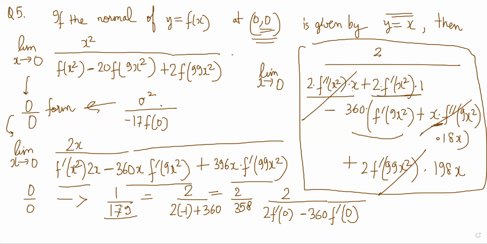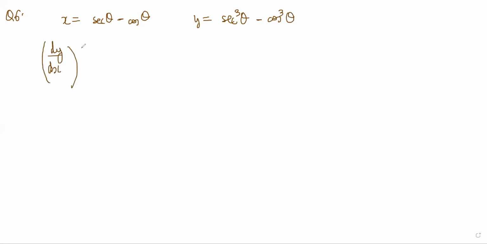Let's do one last question for this particular lecture. And after that, we'll continue doing a lot more questions. So this is one last question here. This is question number 6. And it says if x is equal to sec theta minus cos theta and y is equal to sec cube theta minus cos cube theta, then what is the value of dy by dx whole square at x is equal to 0? So simple parametric function and we have to differentiate it.